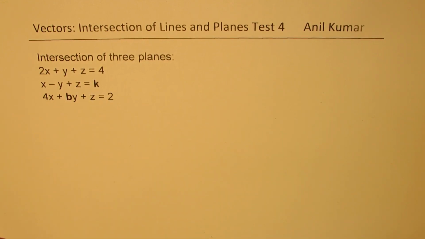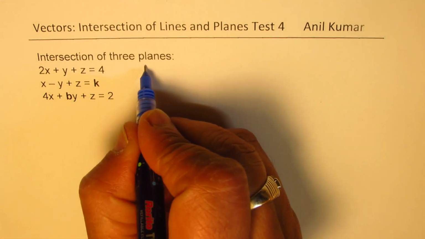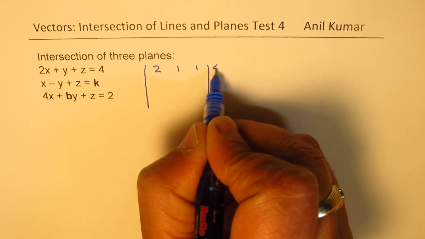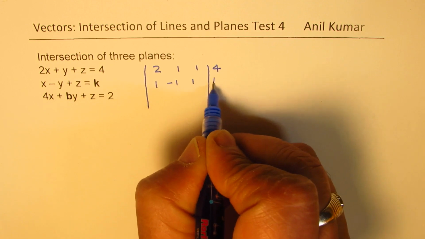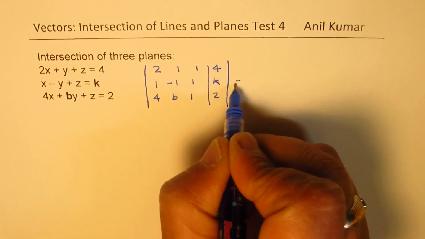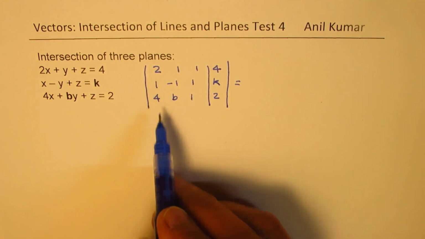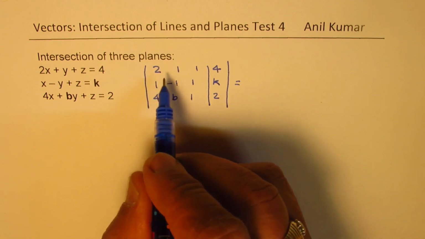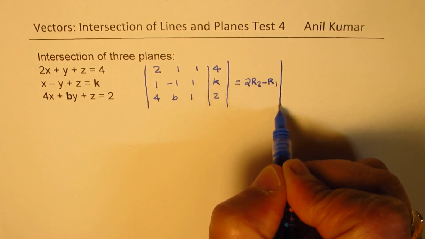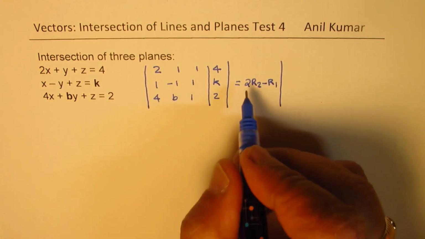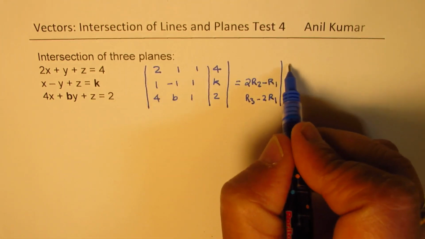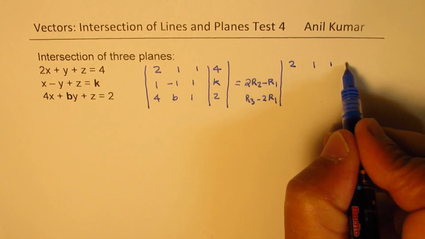So let's begin with the augmented matrix to solve. So we have 2, 1, 1, 4. This is 1, minus 1, 1, k. And here we have 4, b, 1 and 2. So the idea is to get 0 in these two places. To get 0 here, I will do 2 times r2, take away r1, correct? So then I can get 0 in this place. And here I will do r3, take away 2 times r1, correct? So r1 we will keep as 2, 1, 1, 4.